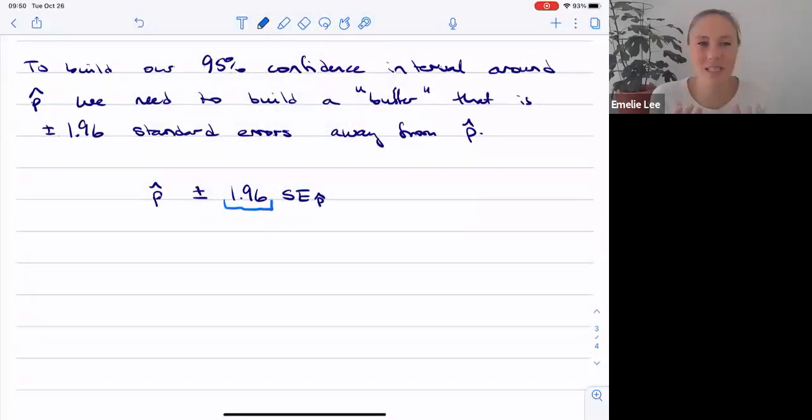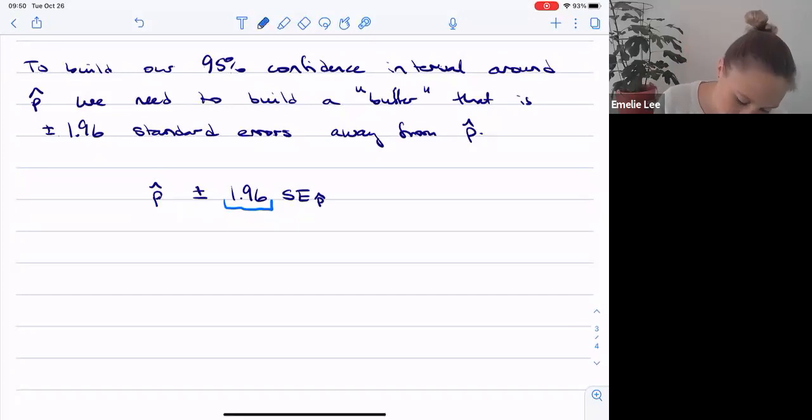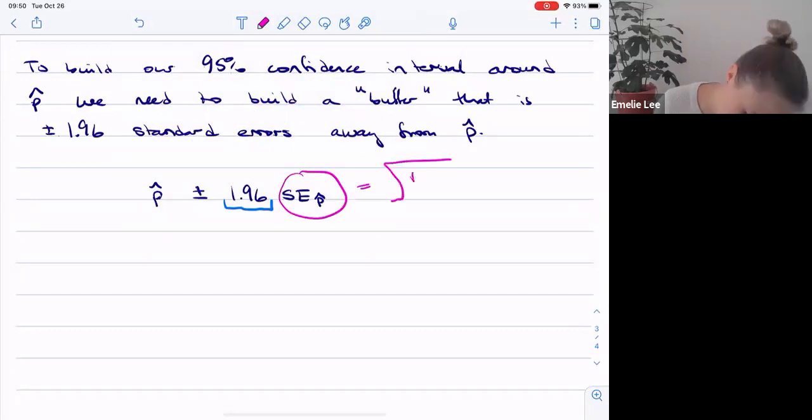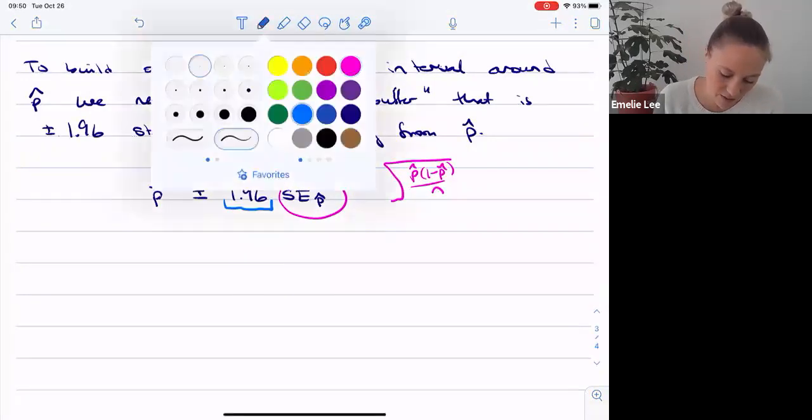This 1.96, that's what dictates the confidence level, right? That's where the 95% comes in from, right? P hat, that's from the sample, right? So we get that from the sample. Even the standard error of p hat, that also came from the sample, right? Because here, this is the square root of p hat times 1 minus p hat over n. So all of these components, right, except for the 1.96, come from the sample. We can't influence those with our confidence interval or confidence level, right?